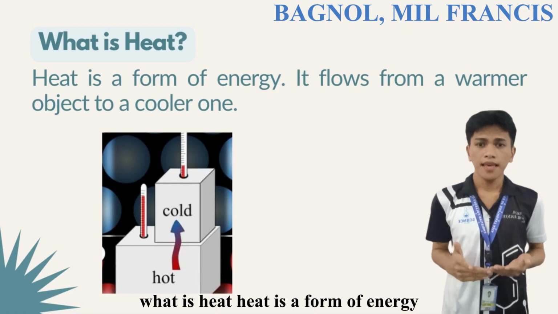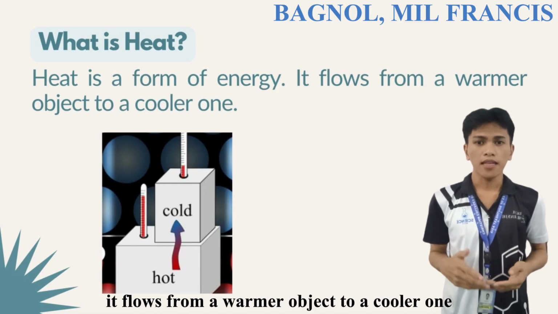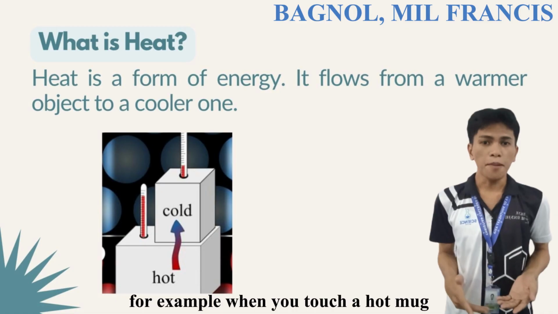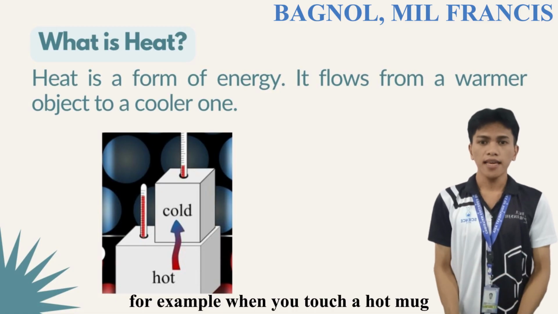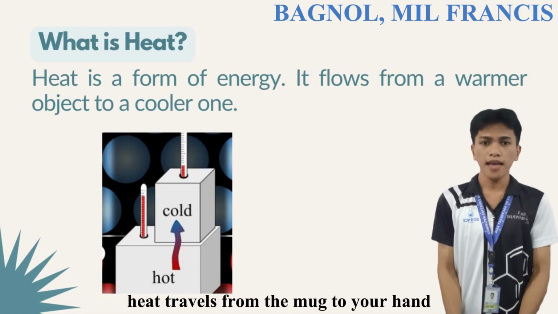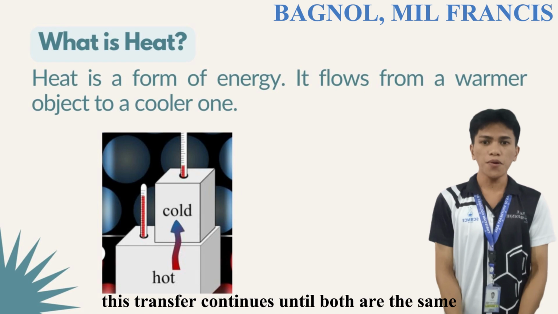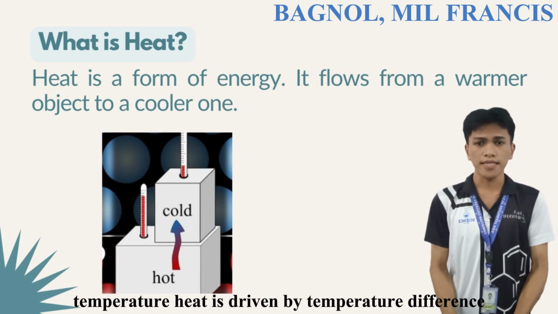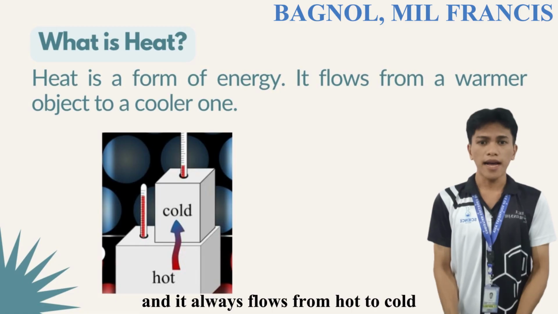What is heat? Heat is a form of energy. It flows from a warmer object to a cooler one. For example, when you touch a hot mat, heat travels from the mat to your hand. This transfer continues until both are the same temperature. Heat is driven by temperature difference, and it always flows from hot to cold.